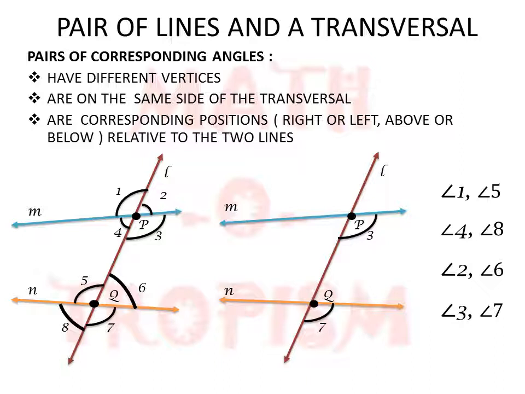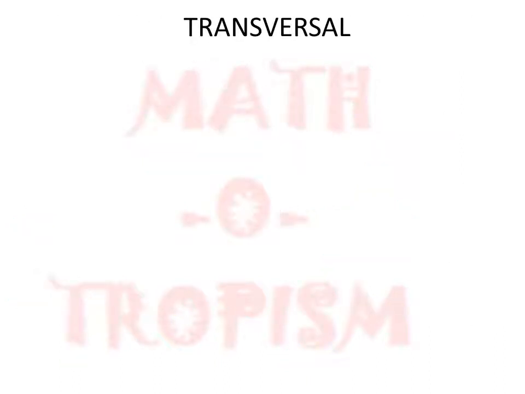Remember, they should be from different vertices, which means we have to consider each line at a time, and it is related to the corresponding positions with respect to the transversal and the lines. So the different pairs are 1 and 5, 4 and 8, 2 and 6, and angle 3 and 7.